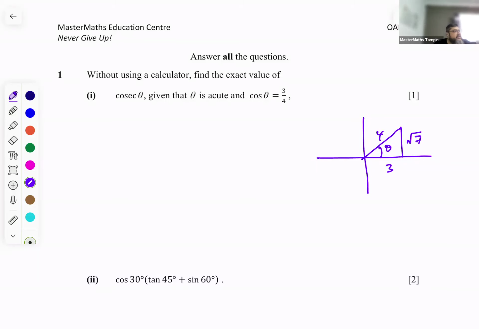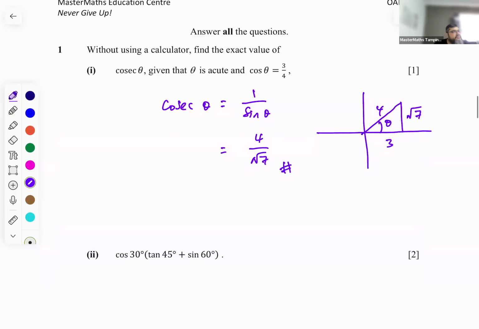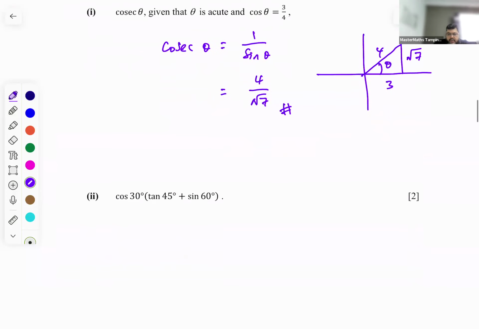Easy, right? So cosine theta is this. Cosecant is what? Cosecant theta is 1 over sine theta. Am I right? So your sine is what? Sine is opposite over hypotenuse, which is square root 7 over 4. 1 over this, you just flip it. So it becomes 4 over square root 7. That's it. Finished already. First answer, 1 mark. Easy, right? Shouldn't take very long to do.